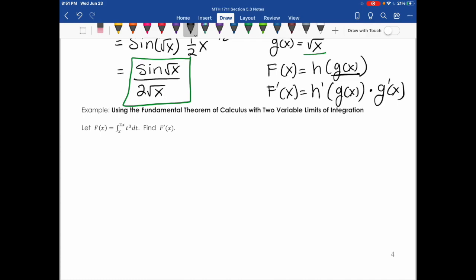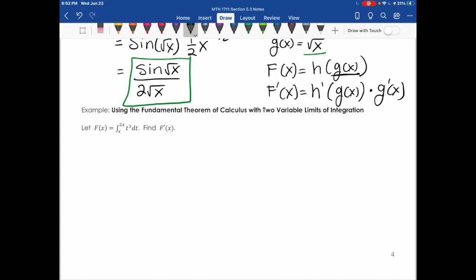Okay, in the last example, we're going to use the fundamental theorem of calculus, and we're going to be dealing with two variable limits of integration. So we have this function, capital F of x, defined by an integral from x to 2x of t to the third dt. And we have to find the derivative of this function.